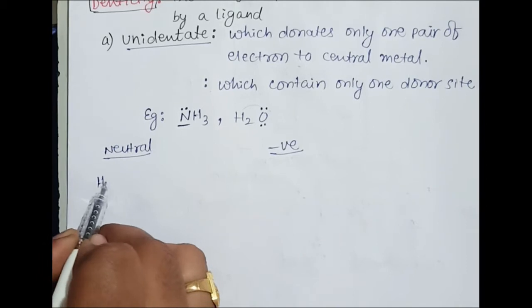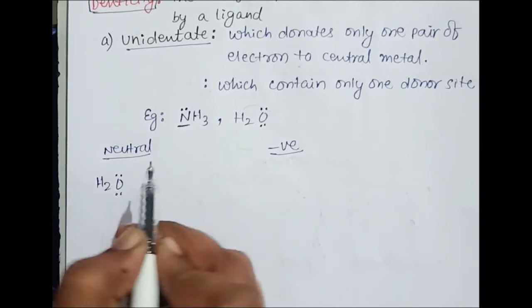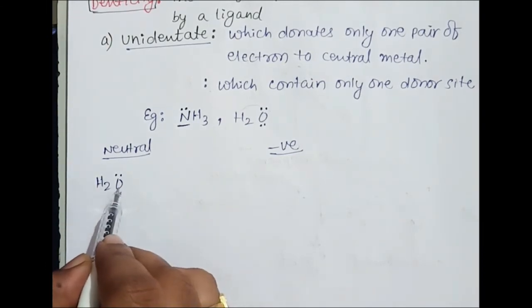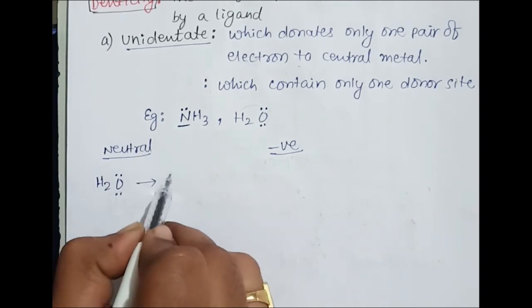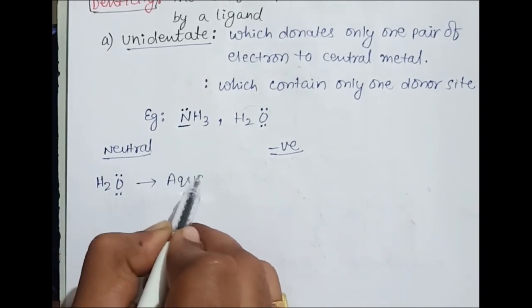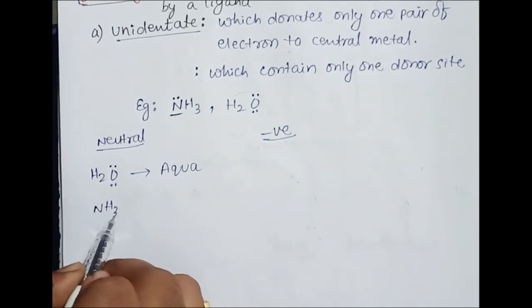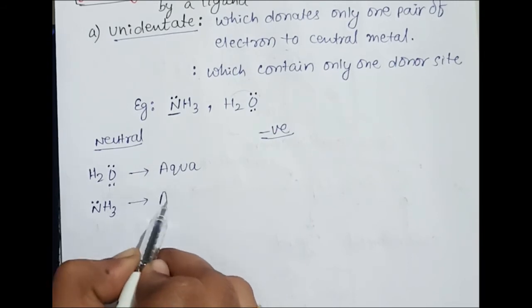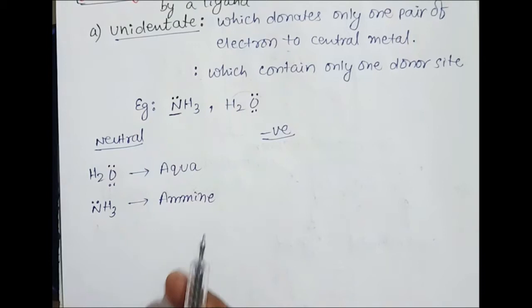Like H2O, there are two electron pairs on oxygen, but it will donate only one pair because of the rule: one site can donate one pair. So this is called aqua. H2O is called aqua in the IUPAC name. NH3 is called amine. It is also a unidentate ligand.